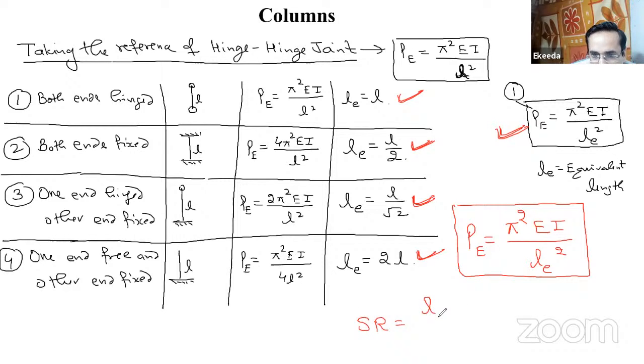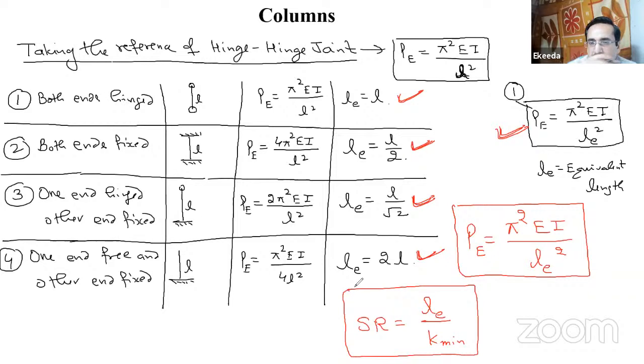This is the equivalent length upon the minimum radius of gyration, which we have already defined in the previous slide, right? So this is the concept of Euler's theory of columns, a summary of the background. Now we can solve some questions asked in GATE or some general questions on columns, so let us solve some numericals on this topic.